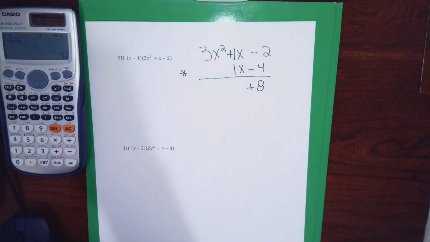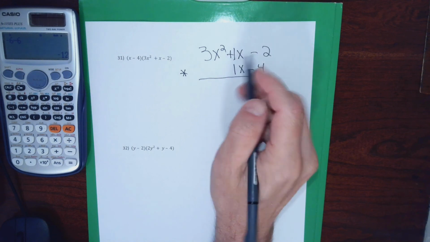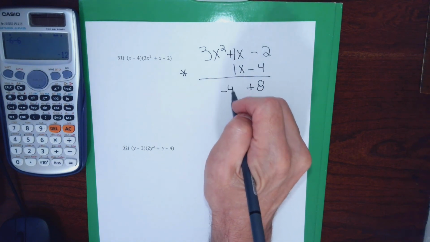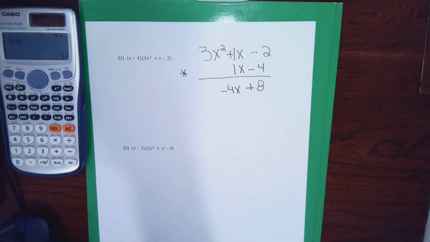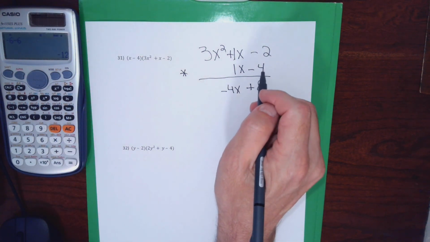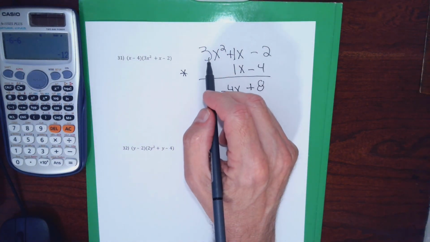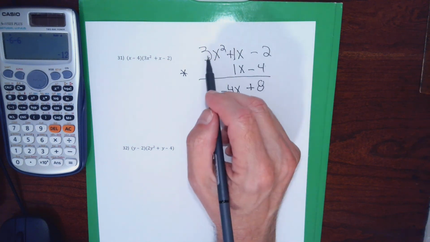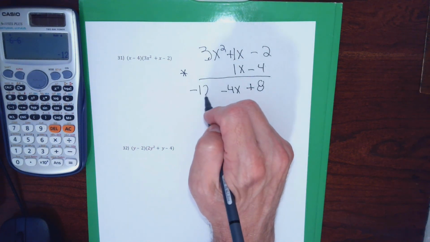Maybe I'll write that plus sign. Negative 4 times positive 1x and get negative 4x. Didn't really need the plus sign there. I don't know why I wrote it. And then negative 4 times positive 3x squared. I multiply the negative 4 and the 3 and get negative 12x squared.